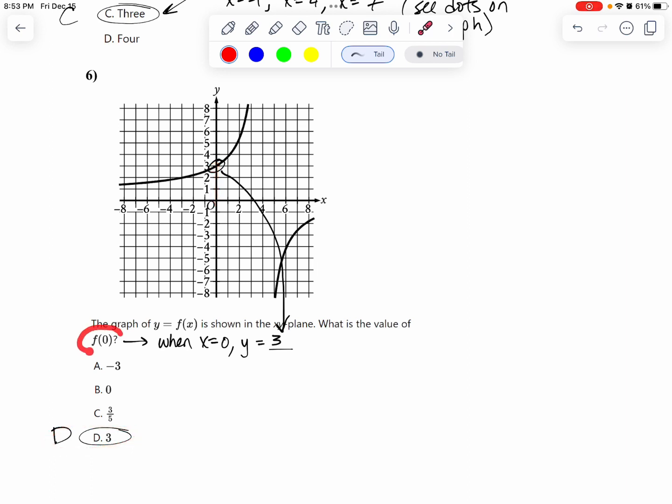When it asks you f of some number, it's giving you half of the ordered pair, kind of like this, 0, comma, and it's asking you what number goes there. In this case, the y value of this ordered pair is 3.